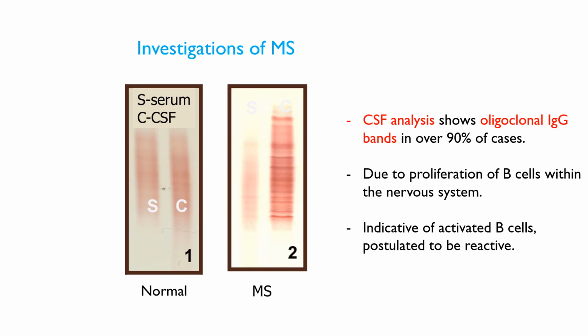Examination of the cerebrospinal fluid in patients with MS shows mildly elevated protein levels, and this is shown here. You see, this is the investigation of the protein levels in the serum and the CSF, and this is from a normal person. You can see in MS these bands that are increased in the CSF, and this represents the oligoclonal IgG bands. It is due to proliferation of B cells within the nervous system, which is postulated to be reactive.